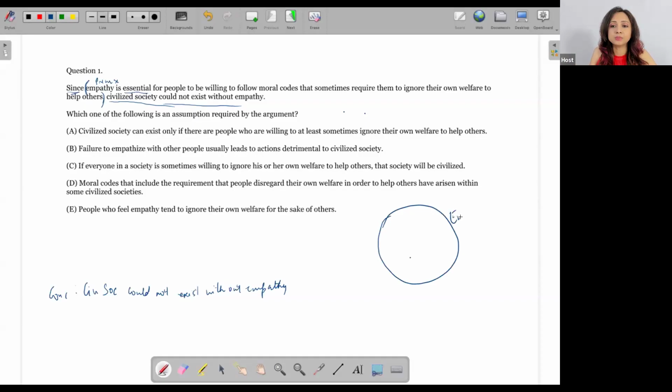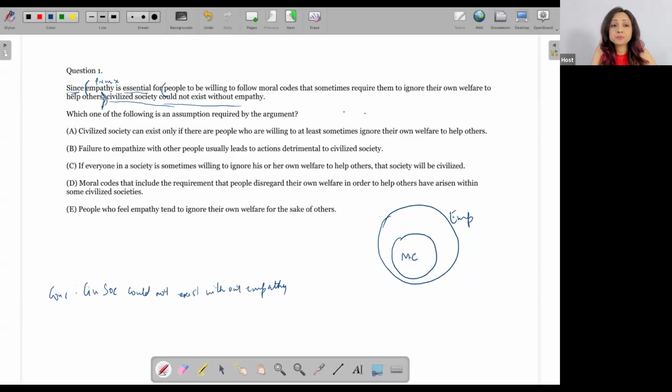Which means that my empathy is the superset of what? Of for people to be willing to follow moral codes. So let's say, I'll just make it easier, I'll say MC, which is moral codes, which stands for the entire thing: for people to be willing to follow moral codes that sometimes require them to ignore their own welfare to help others. I said this whole thing is represented by MC. And I have got that empathy is essential, it is necessary for MC.